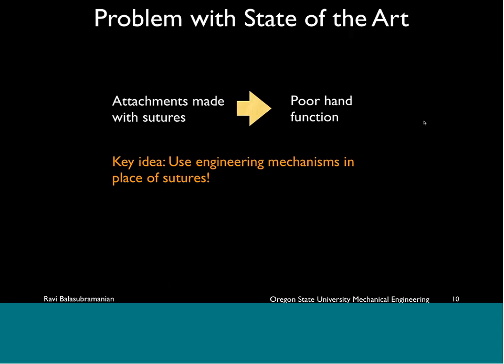But there's a problem with the state of the art. The state of the art is that attachments between muscles and tendons are made with sutures, okay? And in some scenarios, it leads to poor hand function. And I will illustrate this as the talk proceeds. The key idea we are trying to explore is to use engineering mechanisms such as pulleys and other engineering mechanisms in place of the suture to connect the muscles and tendons with the goal of improving hand function.